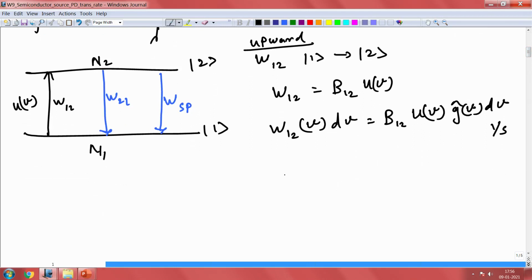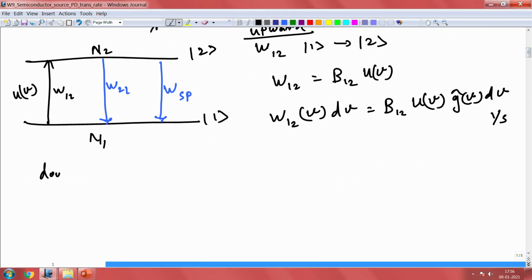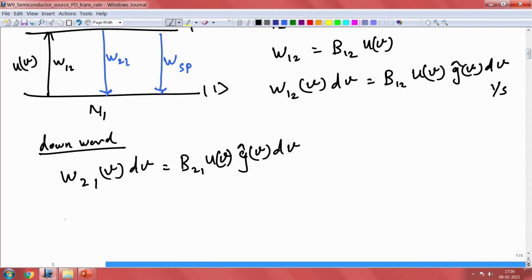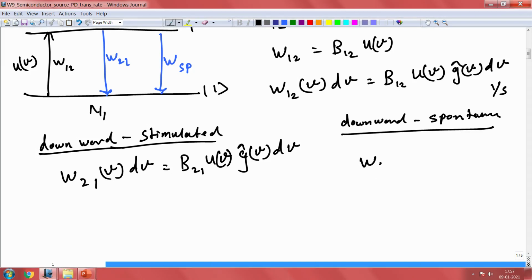In the same way you have two downward transitions, right. So, let us look at the downward transition. The downward transition we have, W21 of nu d nu, is nothing but B21 u of nu g of nu d nu. Alright. So, this is our stimulated downward emission, and then we have the downward spontaneous. And that is given by W spontaneous of frequency nu, which is nothing but A21, which is something that we already saw, g of nu d nu.